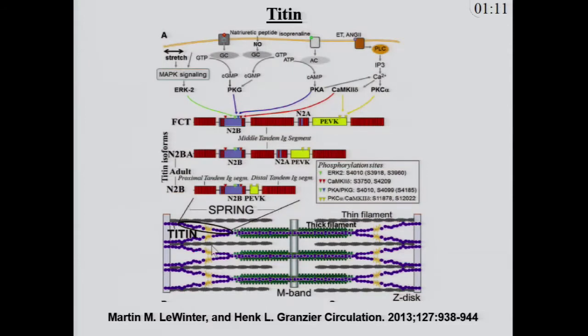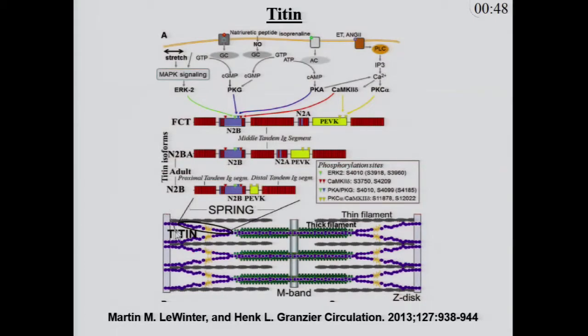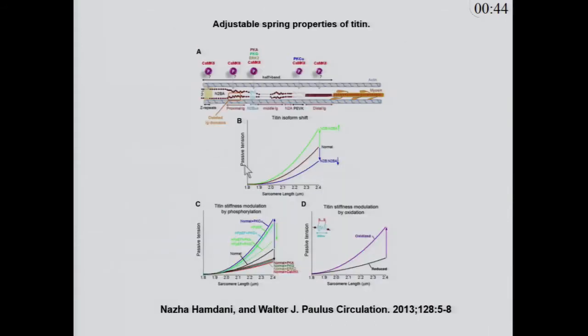This is titin. It shows you here the titin molecule. It's a big molecule. When the heart contracts, the titin is stretched. When the heart relaxes, the titin will come back, so it will help to relax the heart. But it also changes in certain situations. There are different isoforms of titin, which can increase the stiffness of the heart.